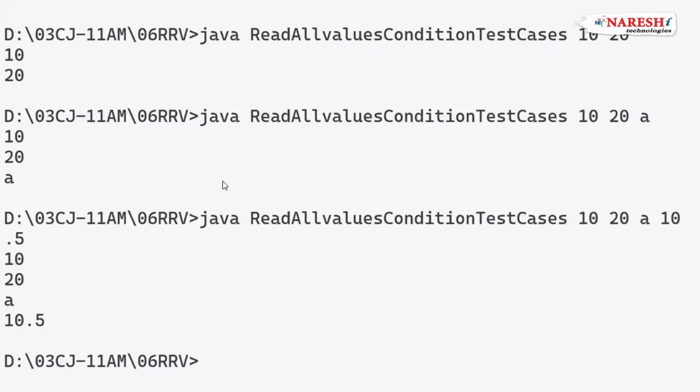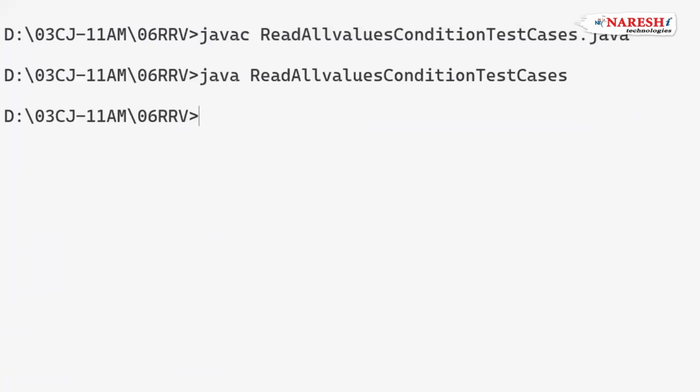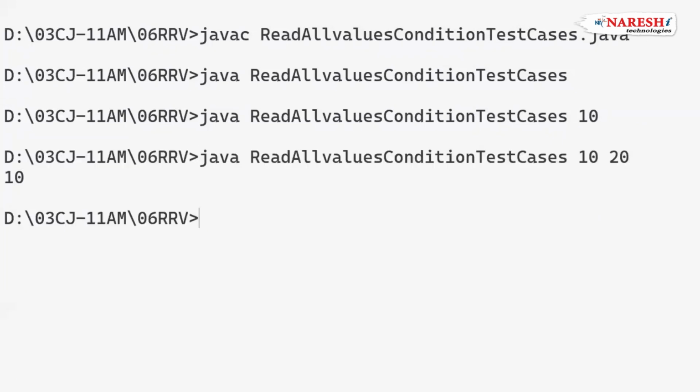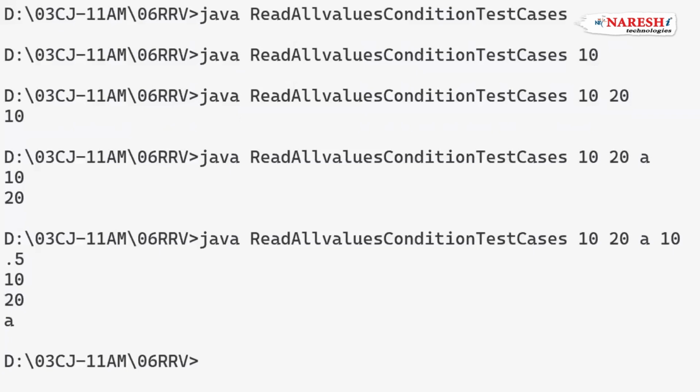Sorry, I have to go to the command prompt. Compiled successfully. Now tell me. I am not passing any value. No value. I am passing one value. That one value will come or will not come? Will not come. 2 values. 1 value. 3 values. 2 values. 3 values. 4 values. 3 values.